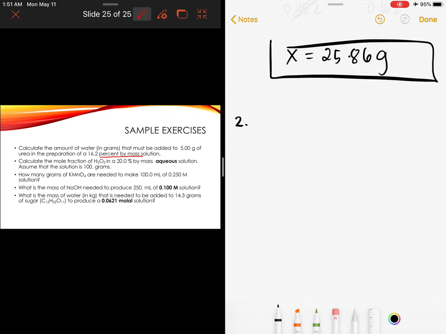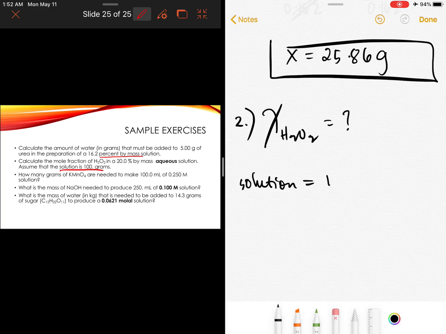Okay, calculate the mole fraction of hydrogen peroxide in a 20% by mass aqueous solution. Assume the solution is 100 grams. So what is asked from you from this problem? You are asked to calculate for the mole fraction of hydrogen peroxide. And you are given the percent by mass of the solution. So if the entire solution according to this problem is 100 grams, so the entire solution is 100 grams. So 20% by mass aqueous solution.